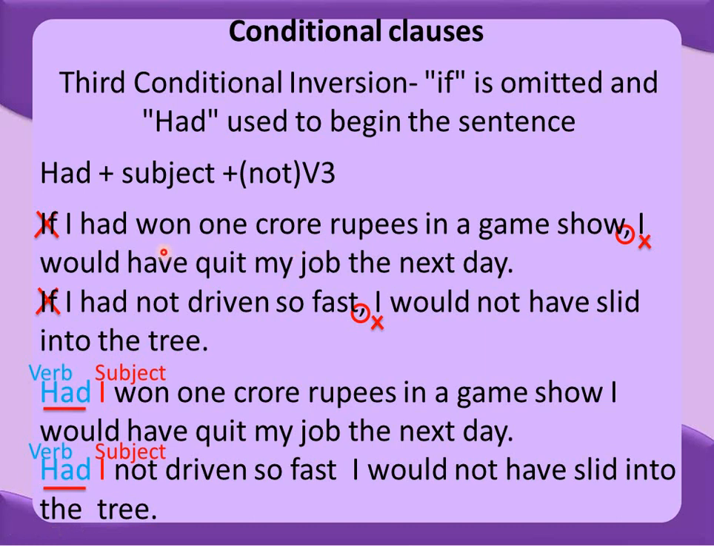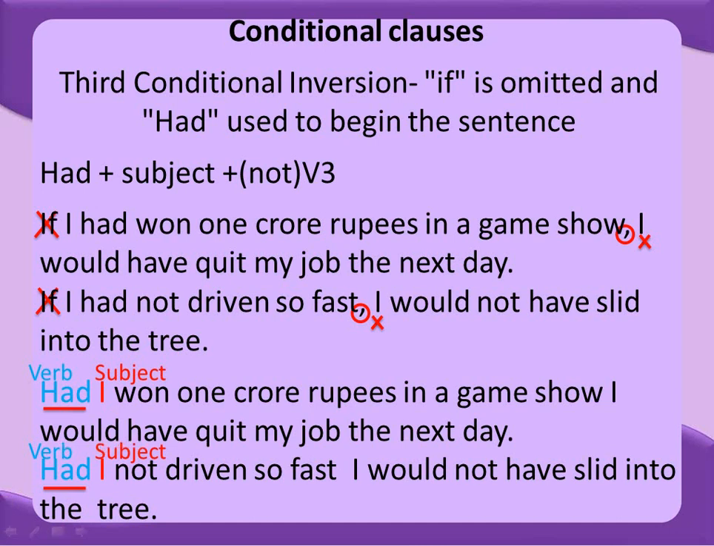If I had won 1 crore rupees in a game show, I would have quit my job the next day. So first you have to remove if and begin the sentence with the verb had. So here also we interchange the place of verb and subject. You begin the sentence with had, followed by the subject I, then continue the remaining sentence as it is without a comma in between. Had I won 1 crore rupees in a game show, I would have quit my job the next day.